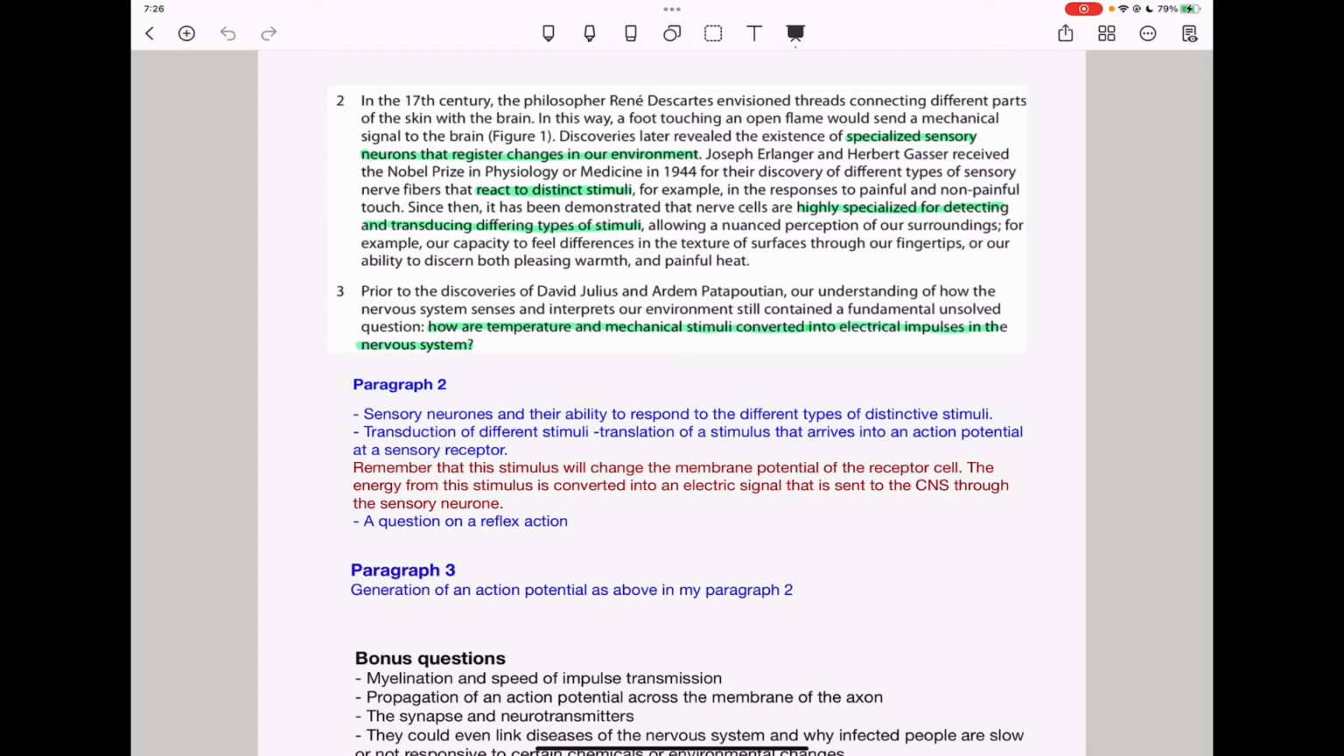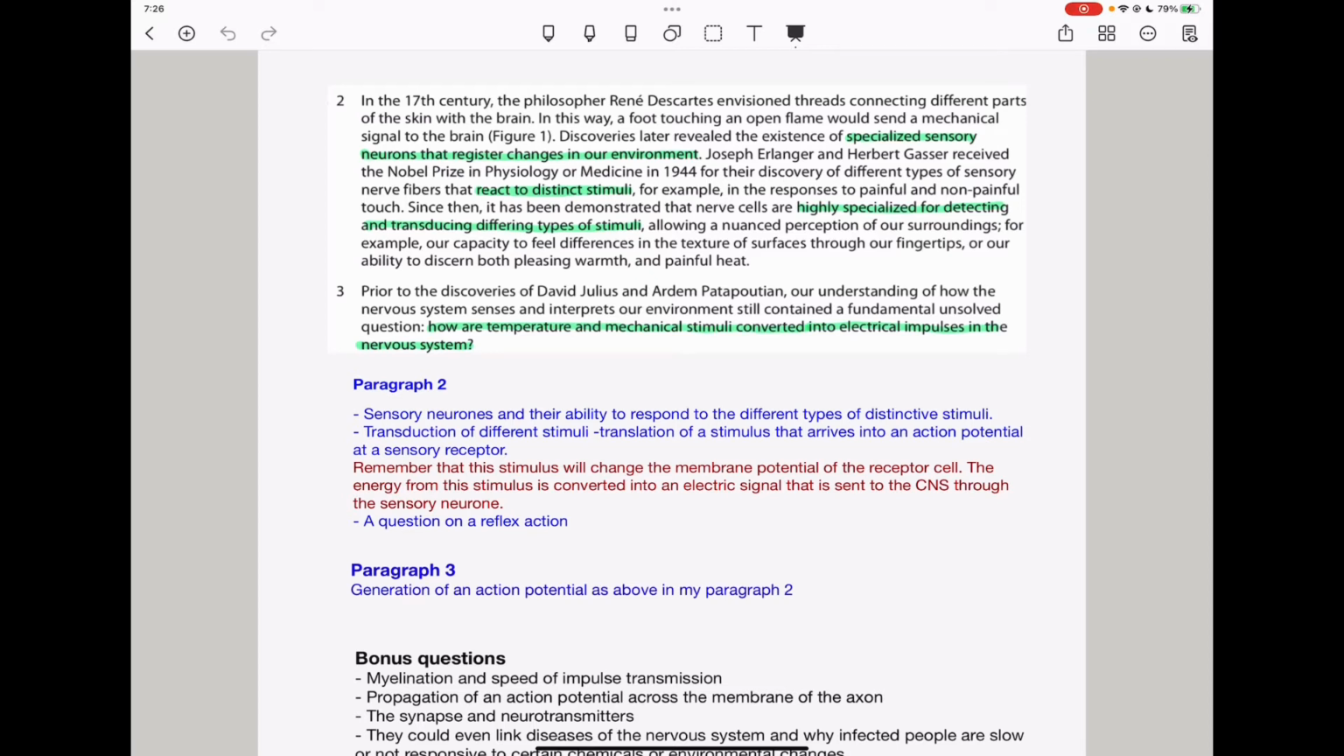In paragraph 3, they ask how are temperature and mechanical stimuli converted into electrical impulses in the nervous system. Exactly the same as we see here. So you can see paragraph 2 and paragraph 3, it is leading to an inclination of how an impulse is generated in a sensory neuron.